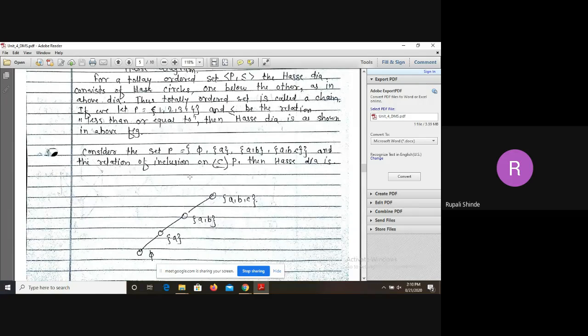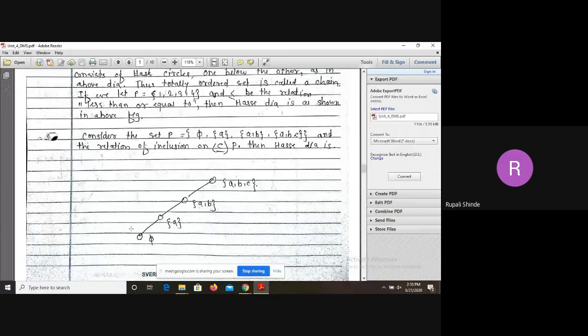Now next one is set {a, b, c}. So now we can say that set {a, b} is a subset of set {a, b, c}. That's why we can connect these two elements. Okay. So again, all these four elements form a chain. So this set is called a totally ordered set or TOSET.